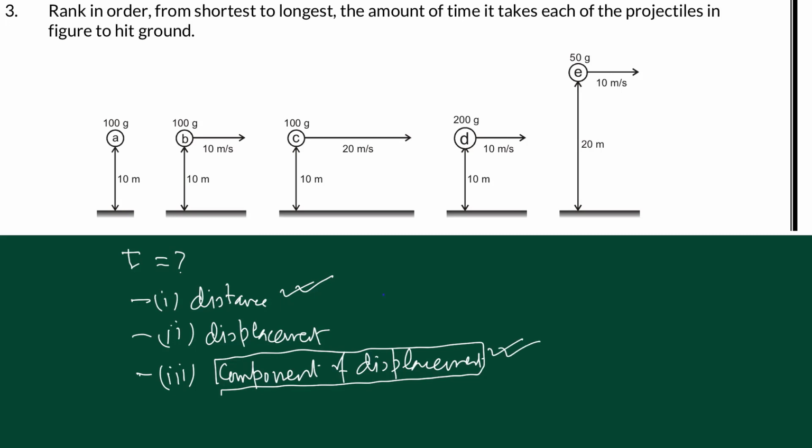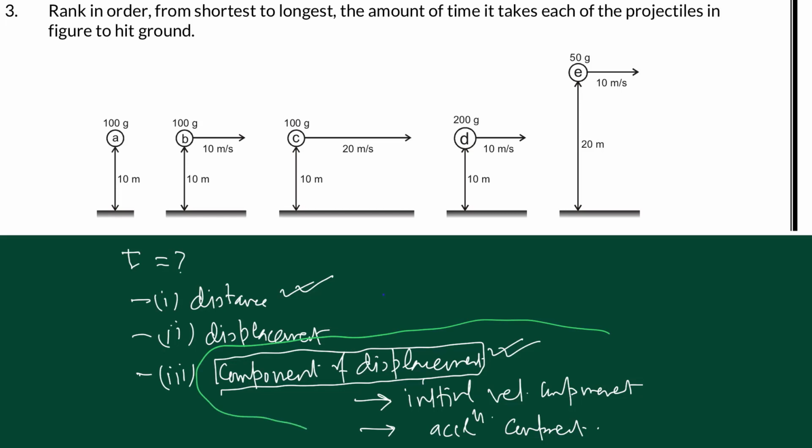And of course, apart from the component of displacement, the initial velocity component, with all components in the same direction, and the acceleration component. This is how one can find time. So these three: number 1, component of displacement, number 2, initial velocity component, and number 3, acceleration component.